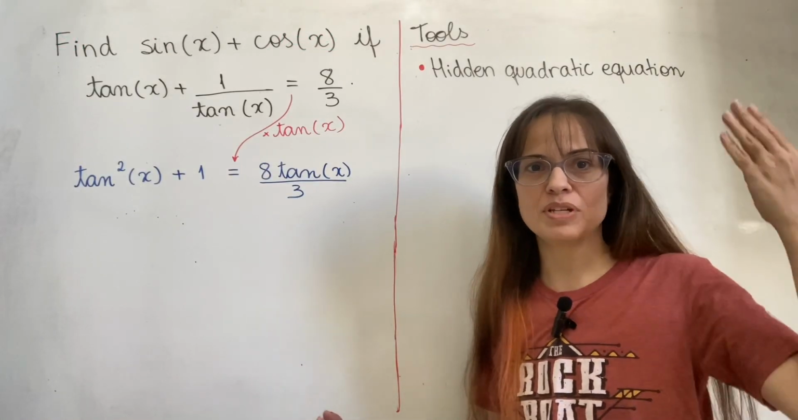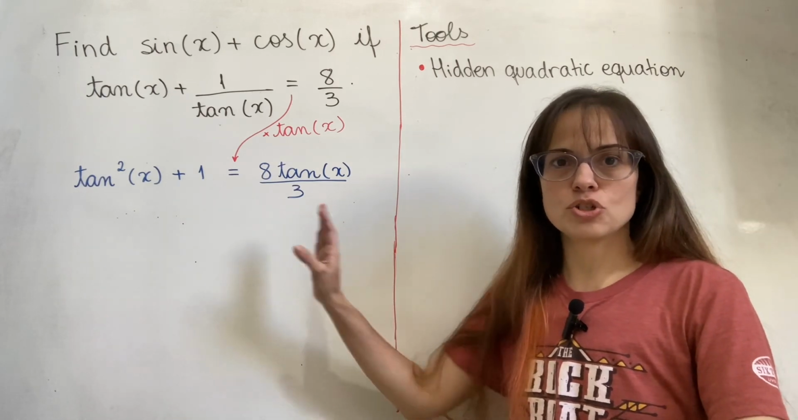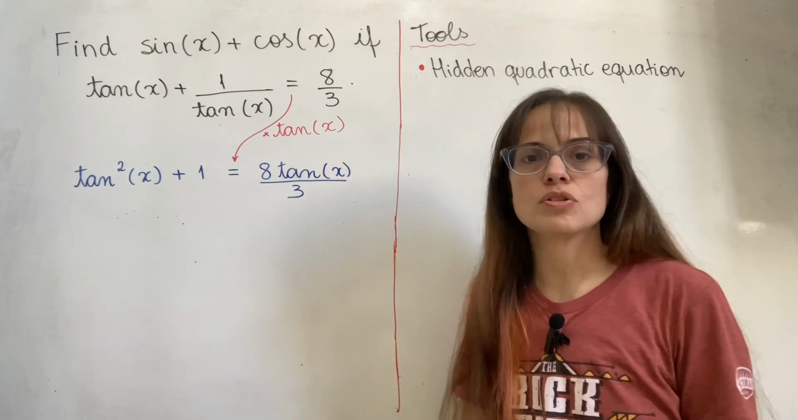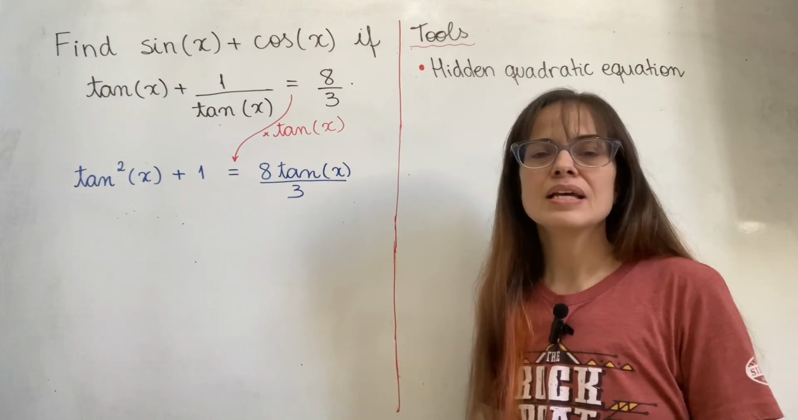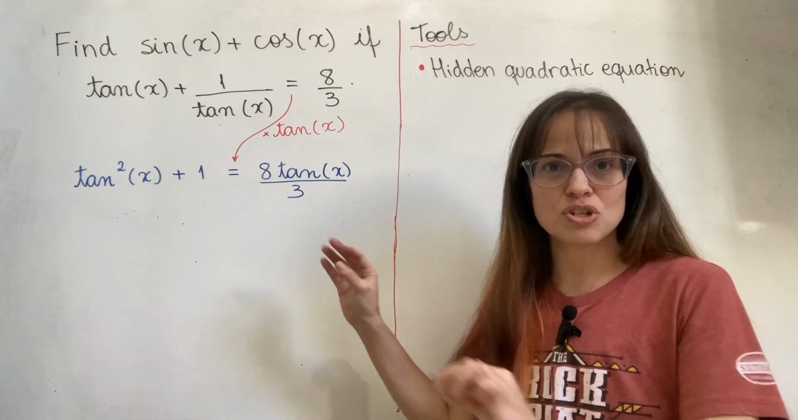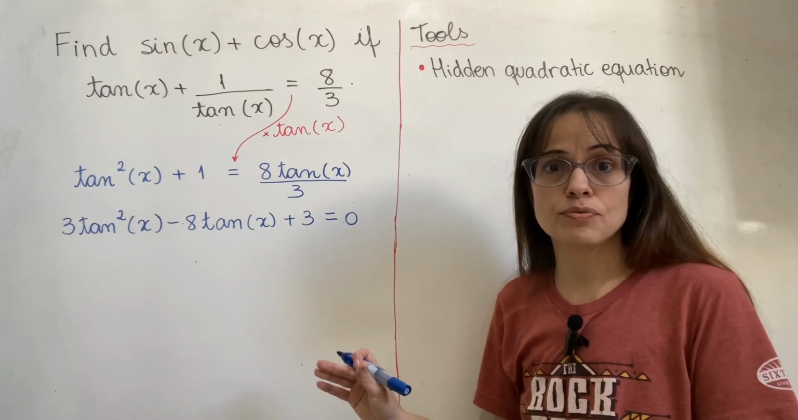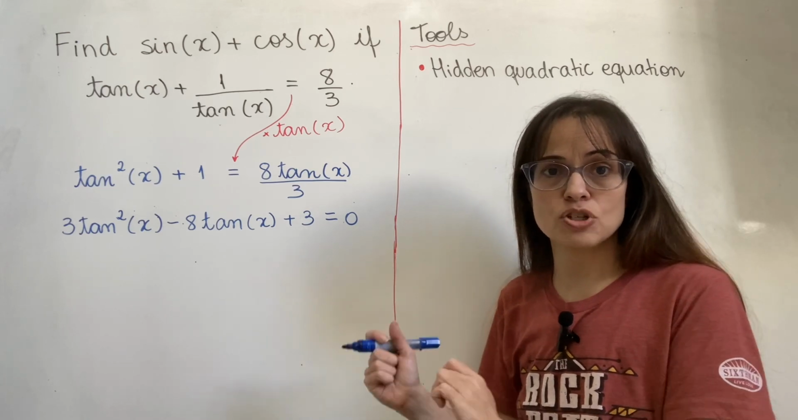So anyway, like I said, the first of the obvious tools that we are going to use to solve this problem is the hidden quadratic equation, which I've already started showing you here when I multiplied both sides of the equation by tangent of x. Now I'm just going to multiply both sides by 3 to lose this other fraction and organize it a little bit. And finally, I'm just going to put the quadratic formula to find the values of tangent of x.